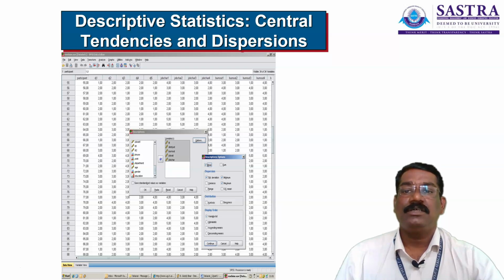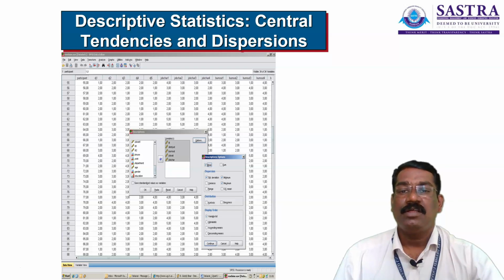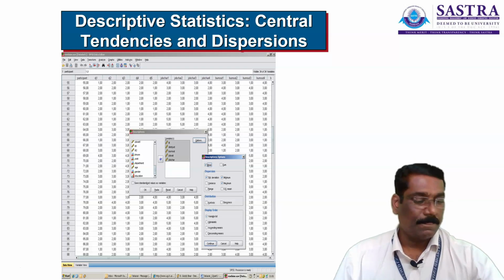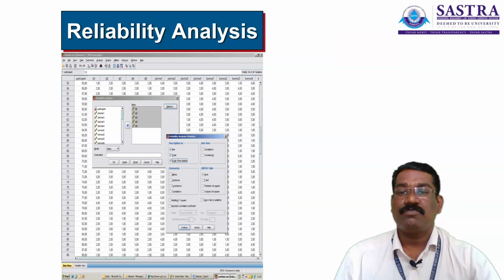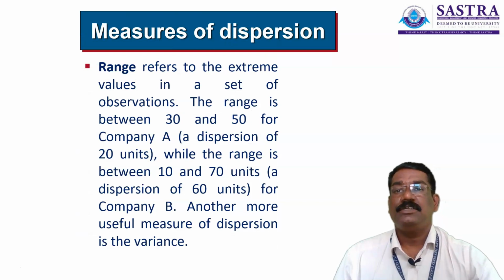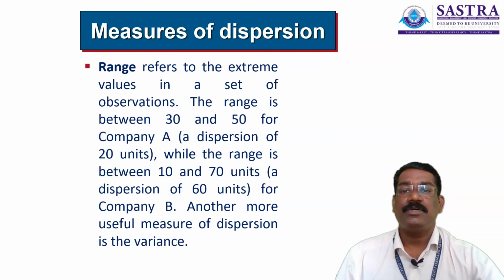Now let's go into detail about the measures of dispersion. Let's understand what measures of dispersion are. In measures of dispersion, we have three things: the range, variance, and standard deviation.